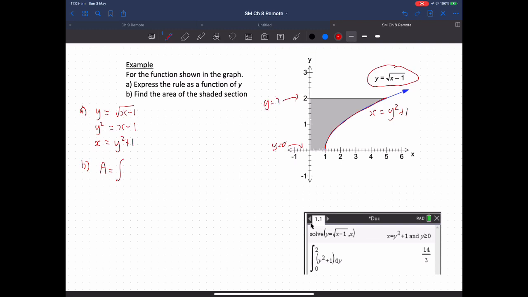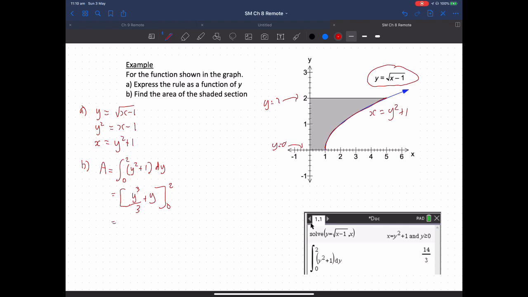So it's going to be the integral between 0 and 2, but they are for y. Our function we've just found is y squared plus 1. So we're going to anti-derive with respect to y. Anti-differentiating this expression, we get y cubed on 3 plus y between 0 and 2. Now we're ready to substitute in our terminal values.